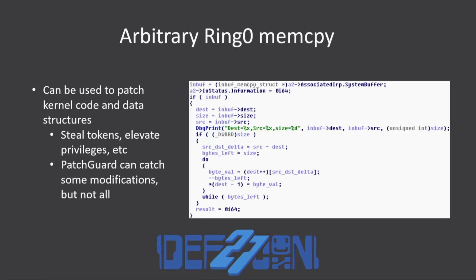This can be used to modify kernel code and data structures. PatchGuard will detect some modifications. It doesn't detect them all, though. So if you have a primitive that's this flexible, you can do a lot of interesting things with it. You can copy from user space into kernel memory, the other way around. It's really useful.